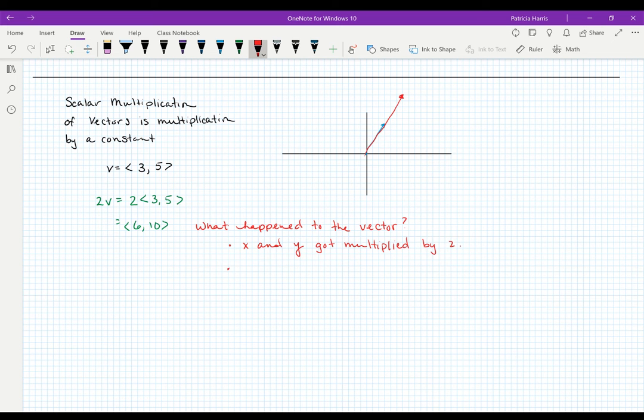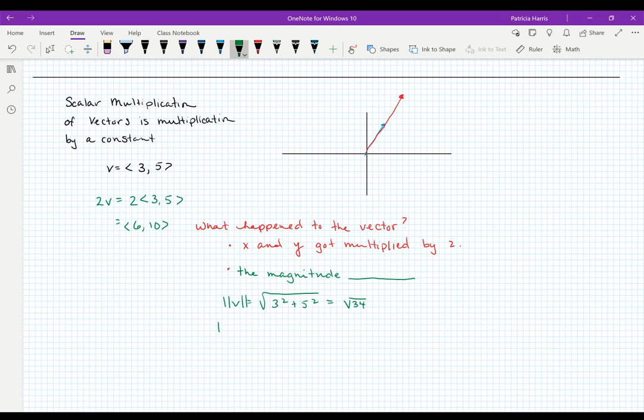Since vectors are magnitude and direction, what happened to the magnitude? Well, let's find the magnitude of just v. So if I find the magnitude, I get the square root of 3 squared plus 5 squared. So that's 9 plus 25, which is 34. So I get the square root of 34.